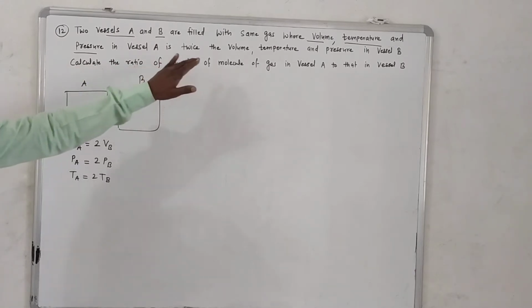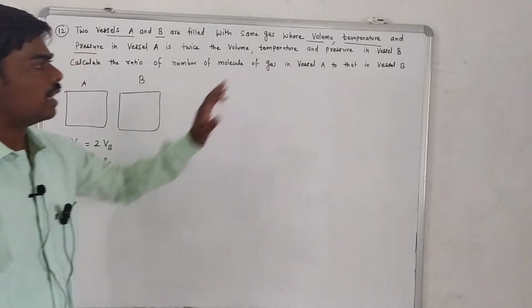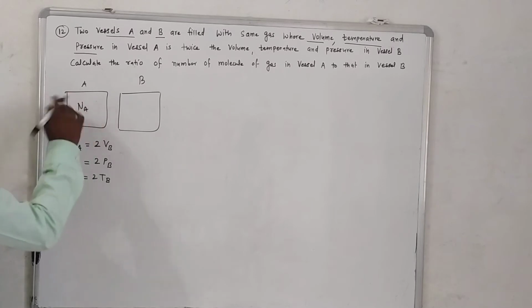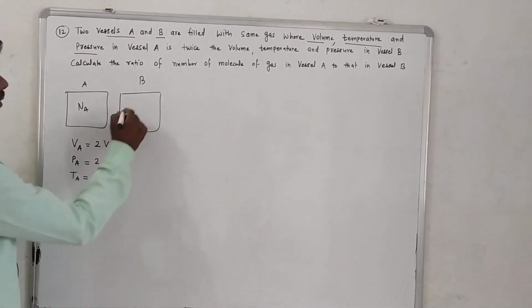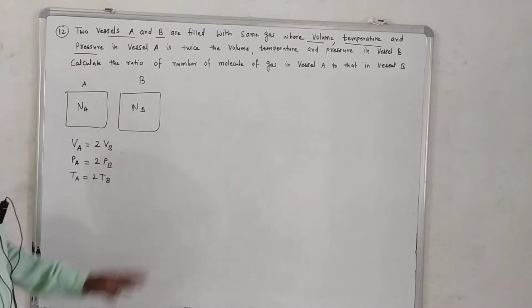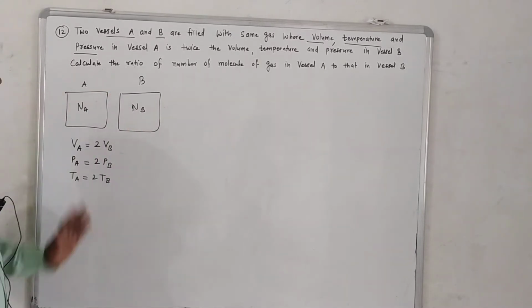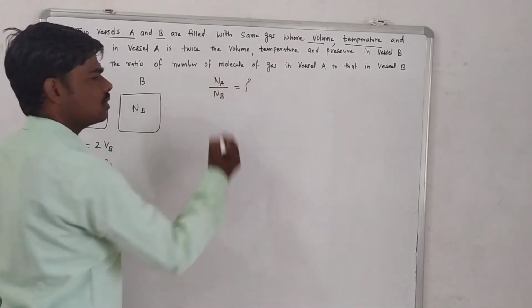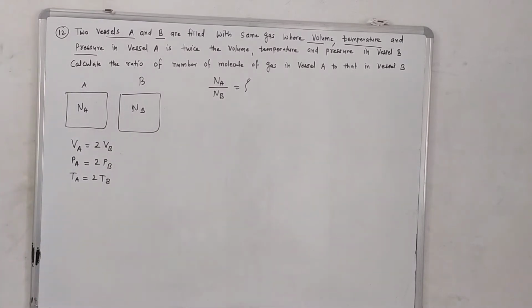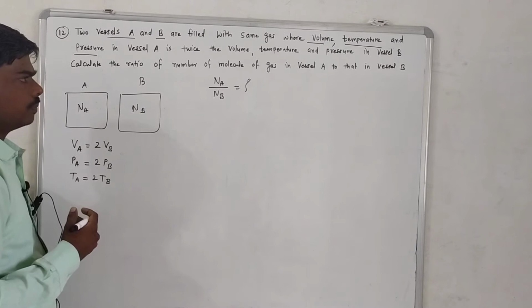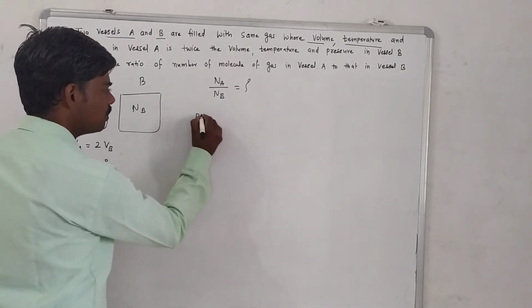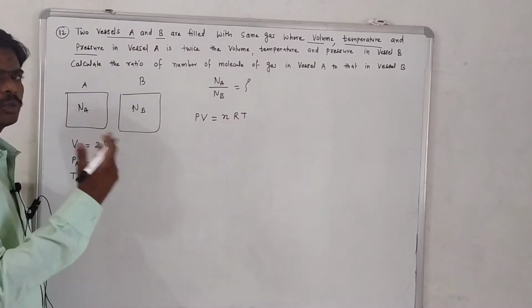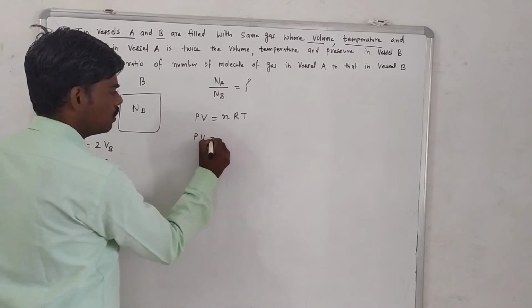Calculate the ratio of the number of molecules of gas in vessel A to that in vessel B. Suppose Na is the number of molecules of gas present in vessel A and Nb is the number of molecules present in vessel B. We have to find out Na upon Nb. How can one find it? Use the ideal gas equation, PV equals nRT. Consider n as 1 mole. So PV is equal to RT.